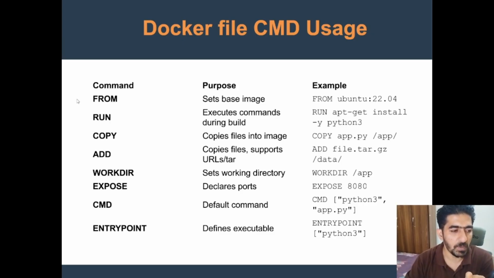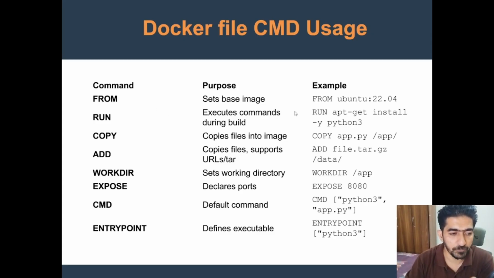Okay, so the first command here is FROM. FROM will set your base image. For example, we have Ubuntu 22.04 mentioned here. So it will fetch the Ubuntu image from Docker Desktop or Docker cloud, and it will make that image available locally. Then the second command is RUN, it will execute your command during the build.